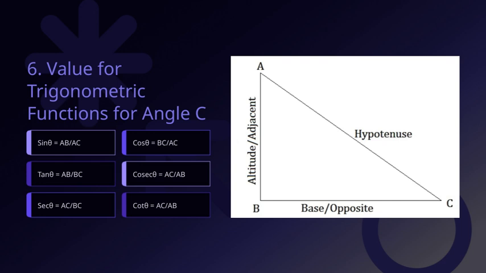These ratios are fundamental because they allow us to find unknown sides or angles in right triangles, especially when angle C is involved. Recognizing these relationships helps us connect the different aspects of the triangle and solve various problems efficiently.